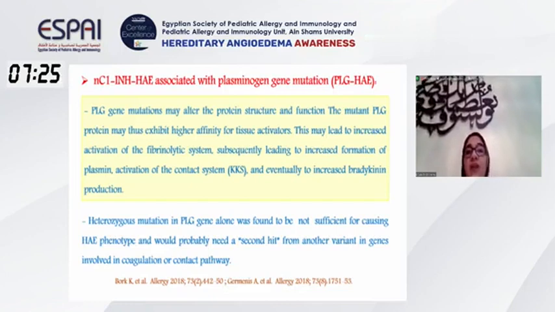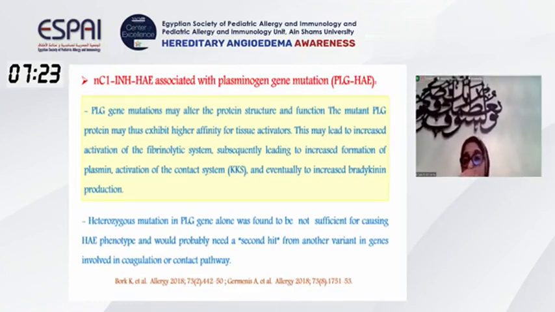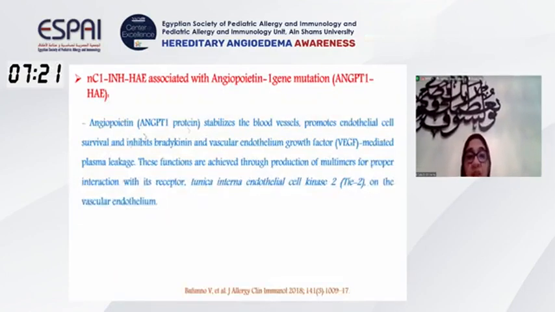Another one is those having mutation in the angiopoietin protein. First, the function of the angiopoietin is to stabilize the blood vessels, promote endothelial cell survival, and inhibit bradykinin and vascular endothelial growth factor mediated plasma leakage. These functions are achieved through the production of multimers.